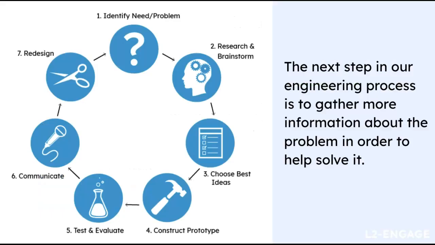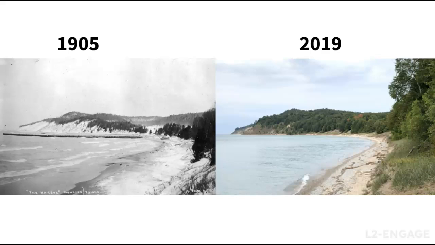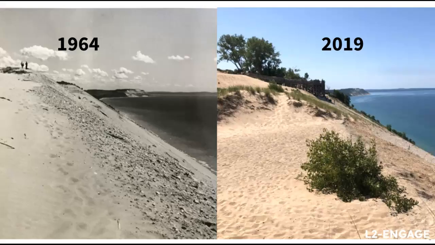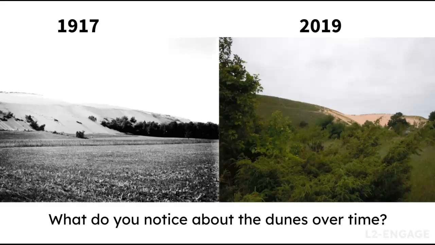You'll begin the Engage portion by reminding students of the engineering design cycle and their progress toward solving the problem of the changing dunes. You'll tell students that the next step in the process is to gather more information about the problem in order to help solve it. To gather that information, you'll share the Sleeping Bear Dunes then and now photos in the curriculum slides and ask students to observe what has changed. You'll allow students to turn and talk, then share a few answers with the whole class.